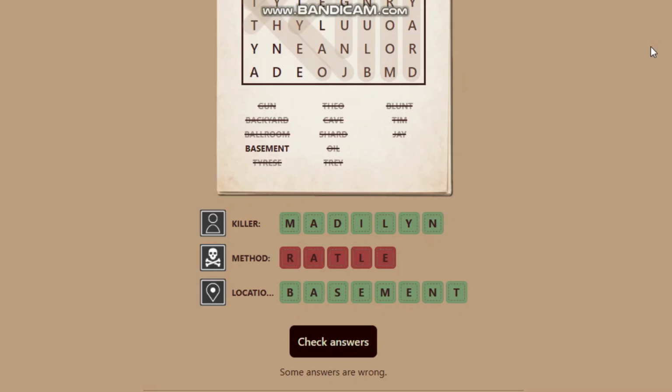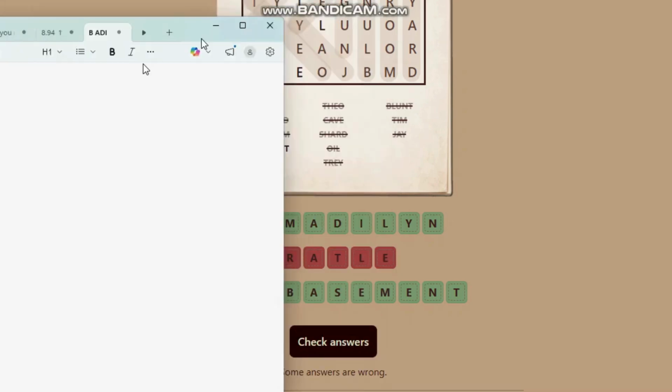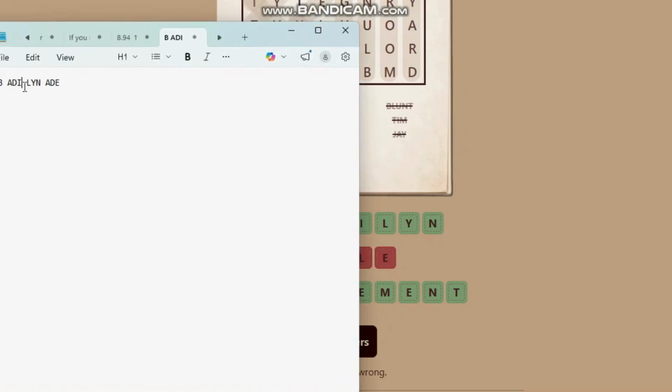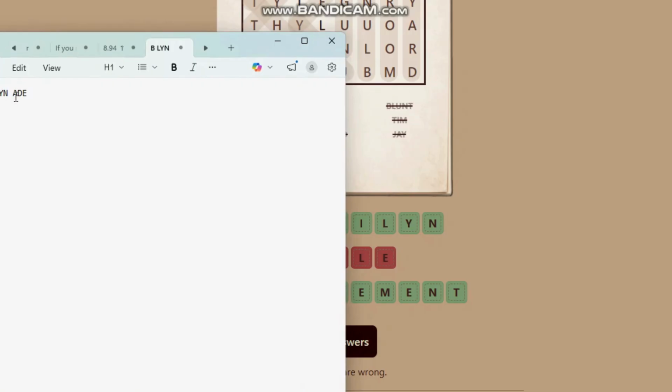Okay, I don't condone cheating, but I have to use ChatGPT for help on this one, and it spells Madeline. Okay, so we got the Madeline down. So we remove these letters, which is ML, then ADI, then we have ADI. Next up we have the N and the Y.